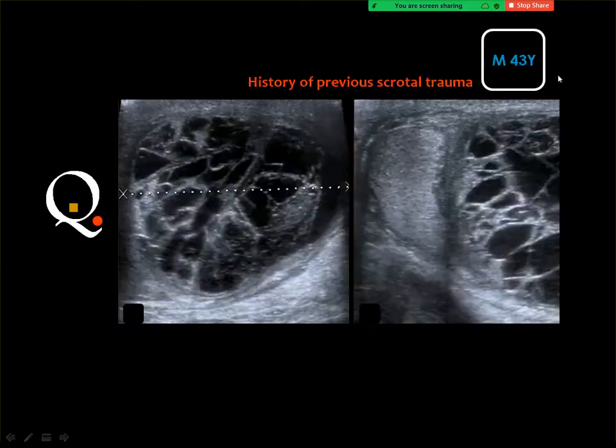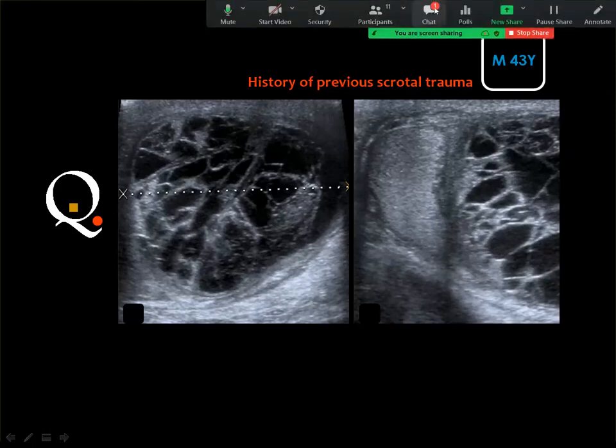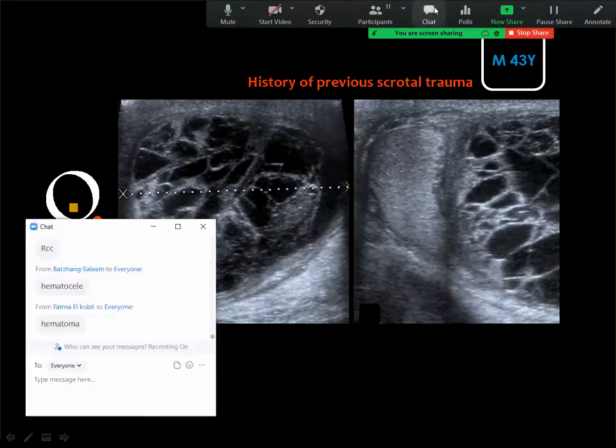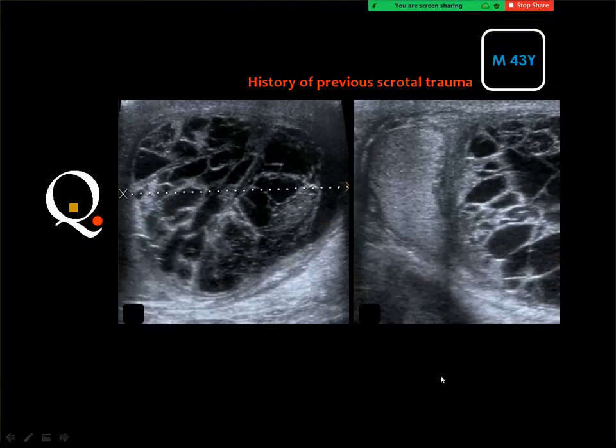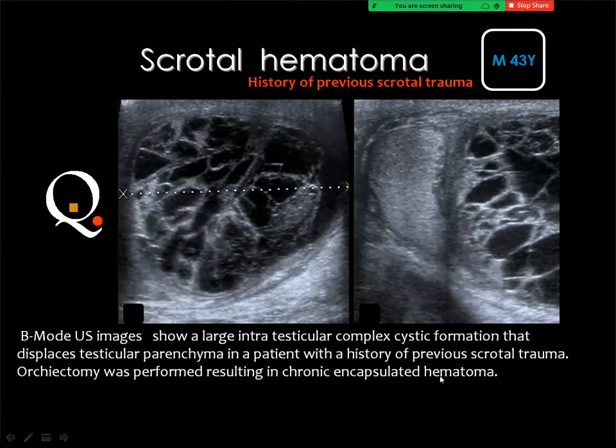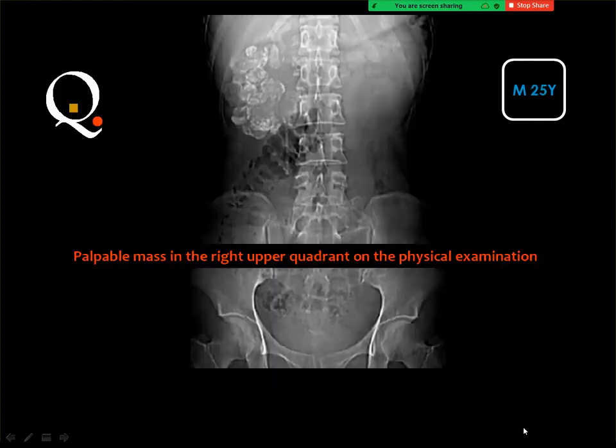Then this is a male patient, 43 years old, with a history of scrotal trauma. This is a classic appearance, of course. Yes, and this is a hematocele or scrotal hematoma with the classic appearance of internal septations.